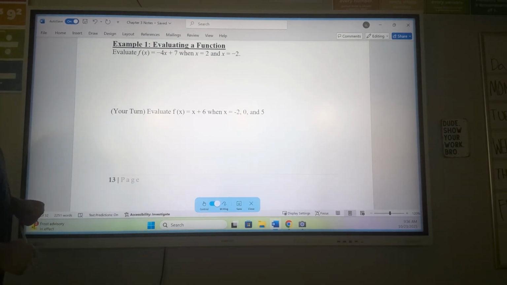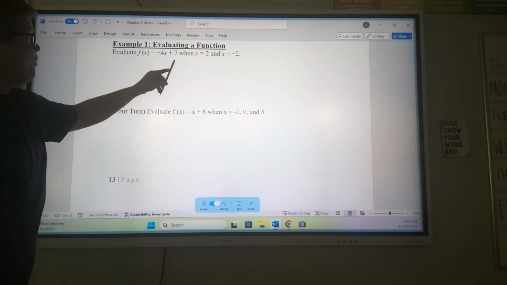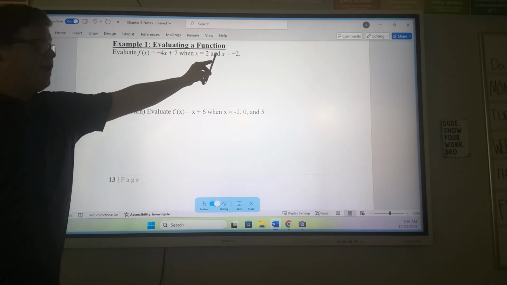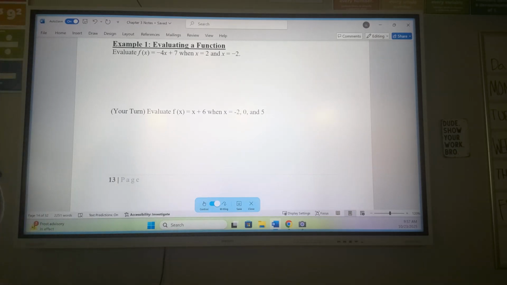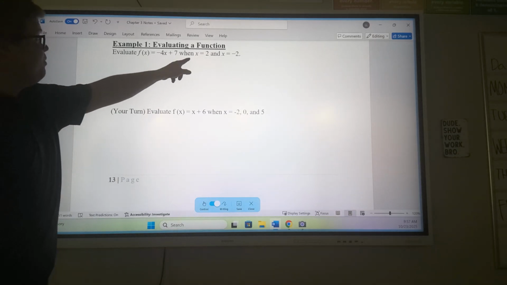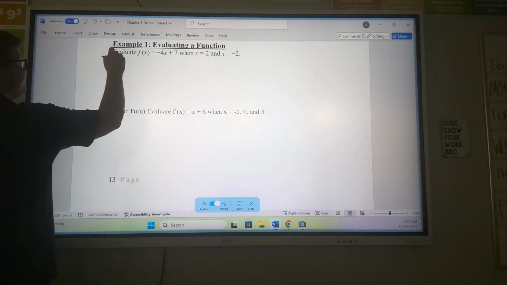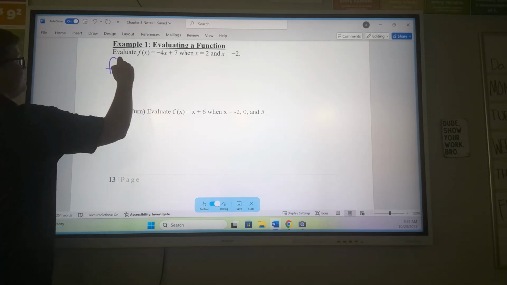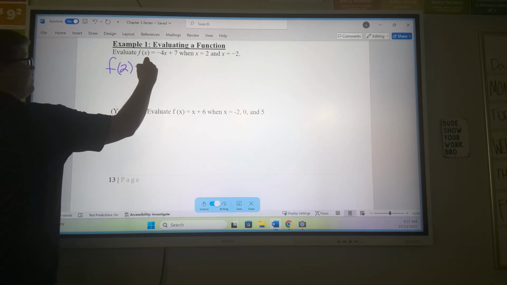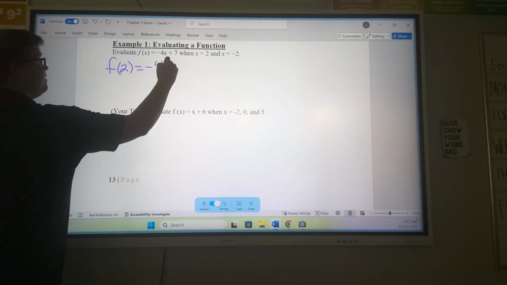We look at this function, it says f of x equals negative 4x plus 7. So we need to evaluate this when x equals 2 and x equals negative 2. So all we have to do is plug 2 in for x. So let's do this first one. F, we're going to plug 2 in for this x, and 2 in for this x.